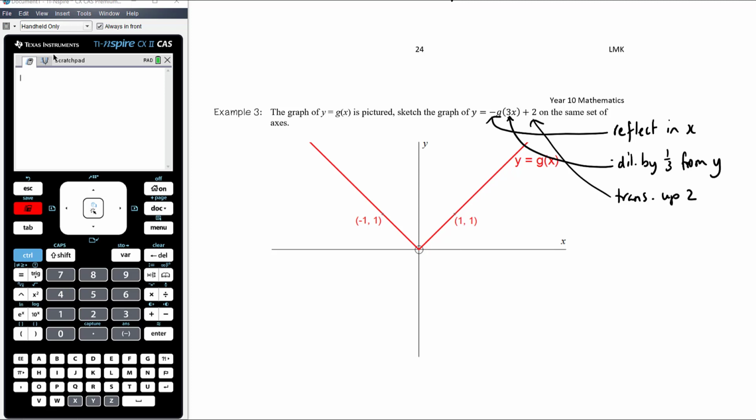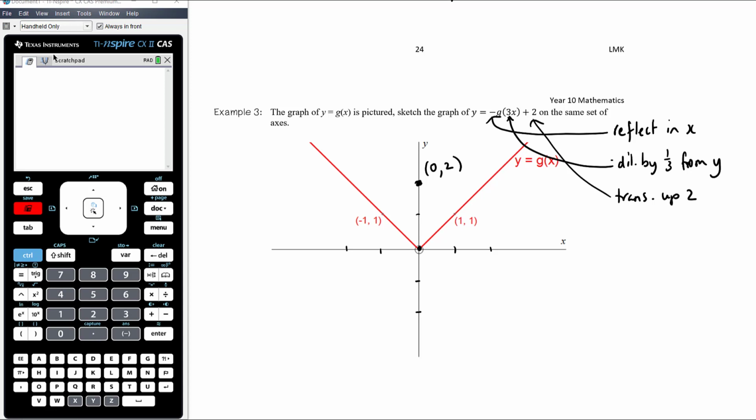So let's do that to each point. Let's start with the point (0, 0). If we reflect it in the x-axis, it's not going to go anywhere. If we dilate it by 1/3 from the y-axis, it also doesn't go anywhere, and then we want to move it up by 2, so it's going to come up here. Just going to get some scale happening again. Okay, so we're going to come up here, it'll be at (0, 2).